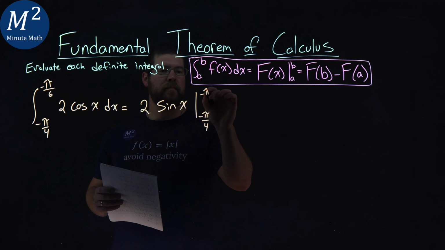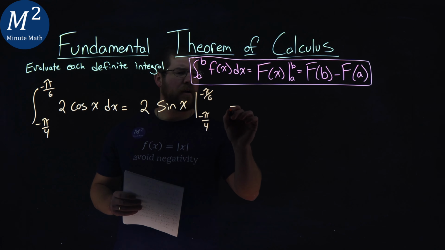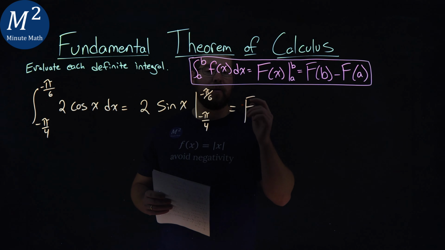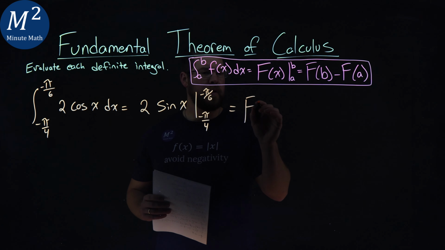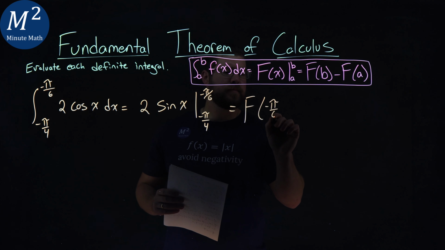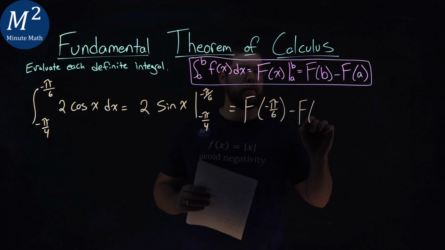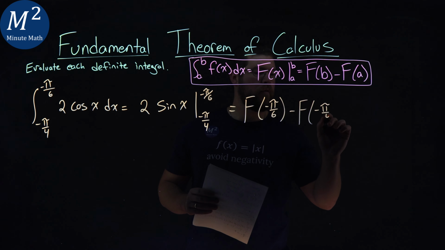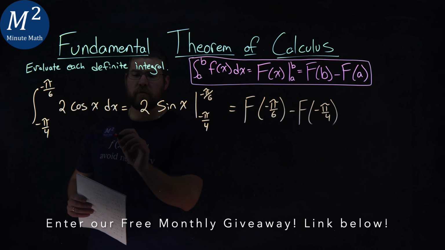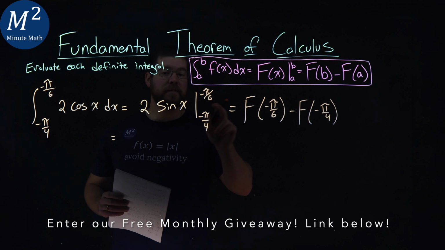negative pi over 6. And our rules tell us that that's going to be capital F of negative pi over 6 minus capital F of negative pi over 4. So let's go plug those values in. Negative pi over 6 in for x.